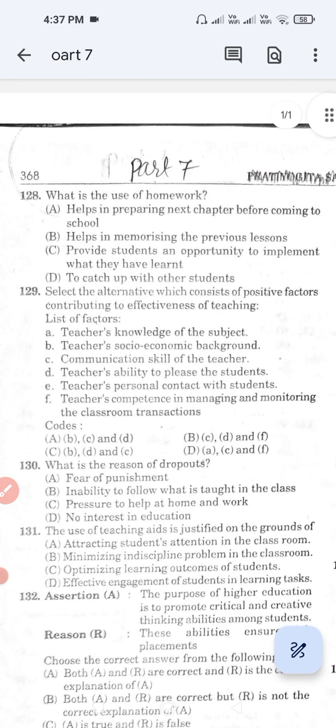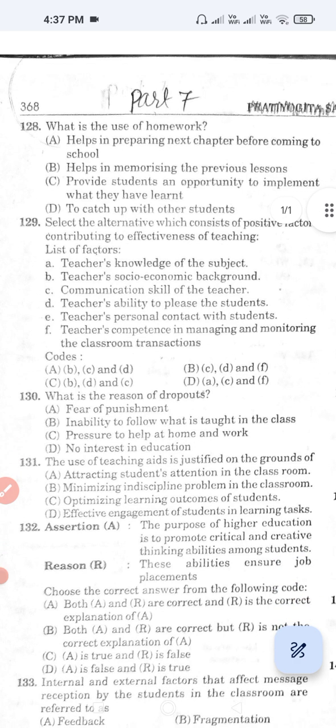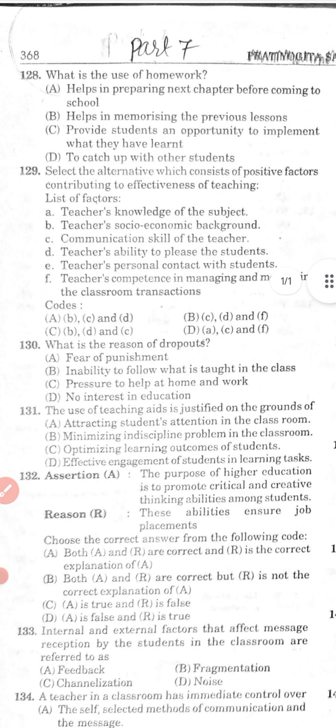So dear friends, I am here with 200 MCQs of Pedagogy English languages. Dear friends, I have completed from question number 1 to 27 up to part 6. This is part 7. These questions are very useful for competitive exams related to English language.